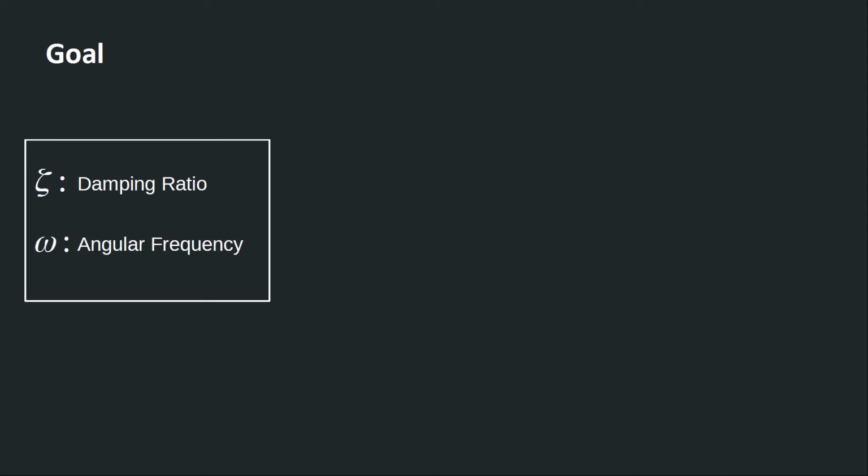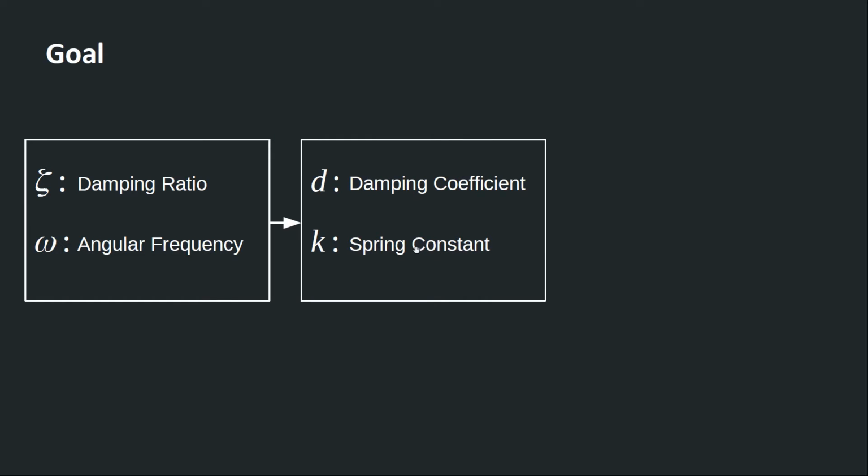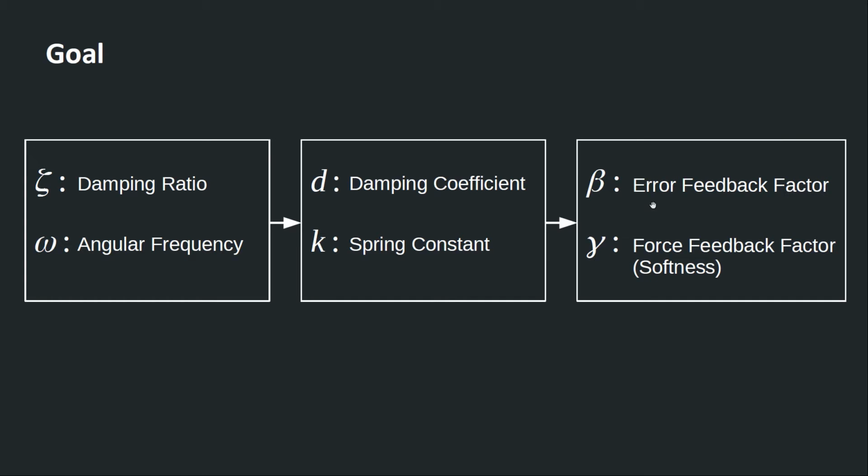Here is a quick overview of our goal. We want to start from parameters that make more sense, like the oscillation frequency and decay rate. Convert them to damping ratio and angular frequency. Then we're going to convert them to damping coefficient and spring constant. Finally, we convert them to beta, which is the error feedback factor for Baumgarte stabilization, and then gamma, the force feedback factor, which is also sometimes called softness.